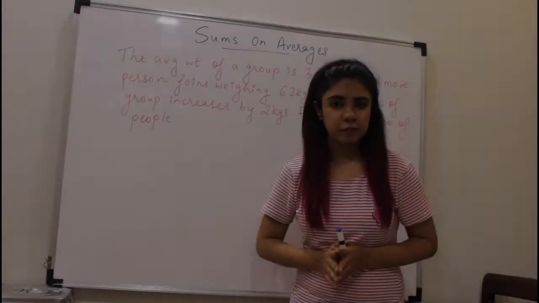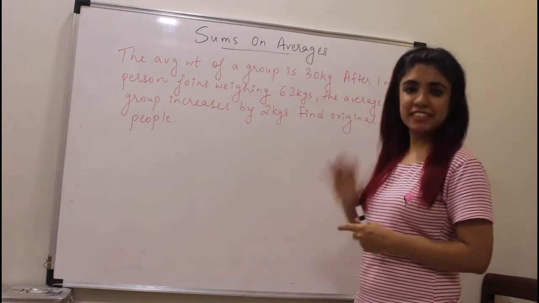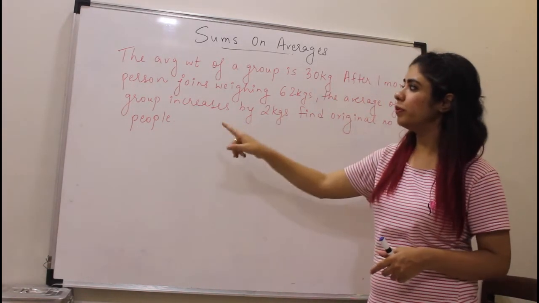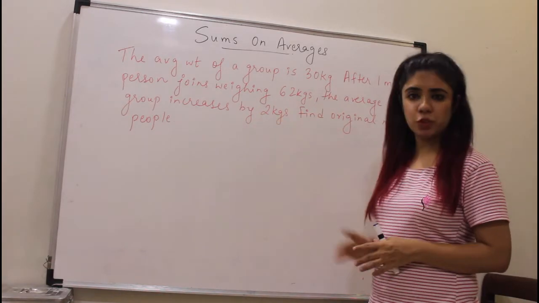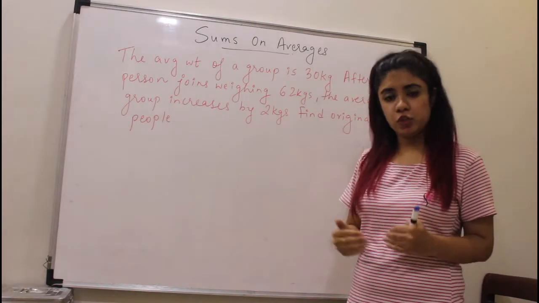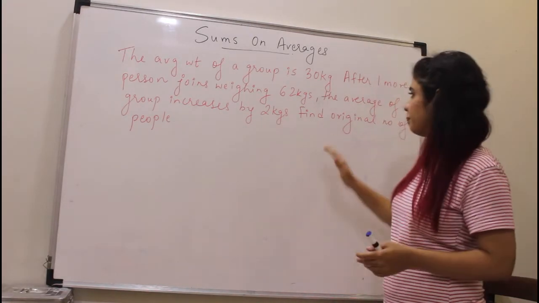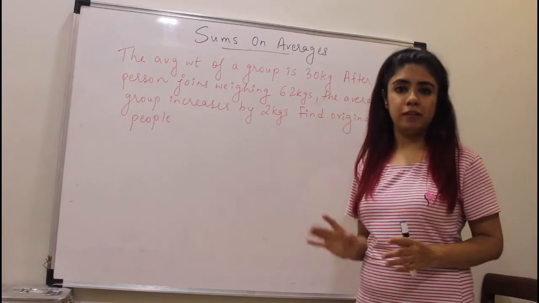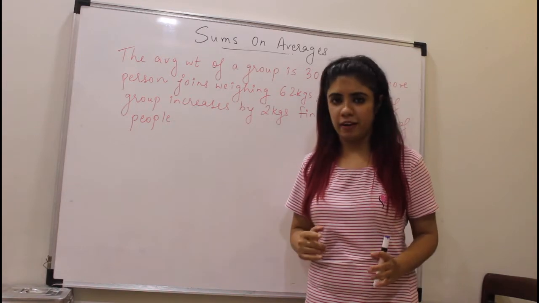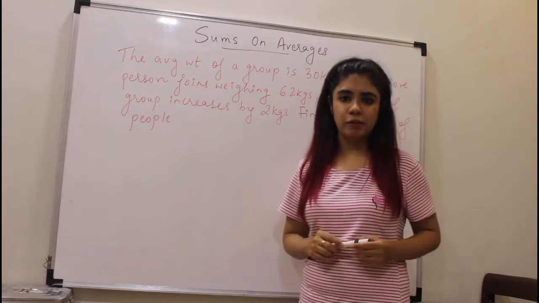Now let's look at the next problem. What does it say? The average weight of a group is 30 kgs. Okay? Average weight of a group is 30 kgs. After one more person joins weighing 62 kgs, the average of the group increases by 2. So one more person got added, the average increased by 2 kgs. Find the original number of people. So initially, before this person joined, how many people were there? I'll tell you 2 methods to solve this problem. Let's go by the manual method first.